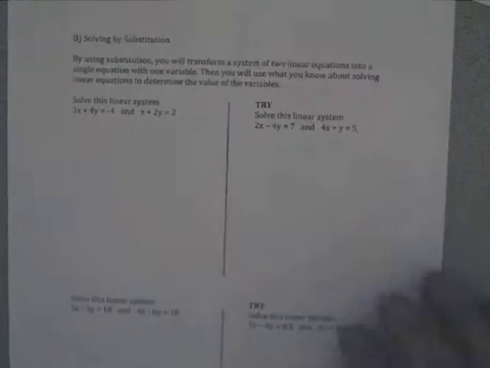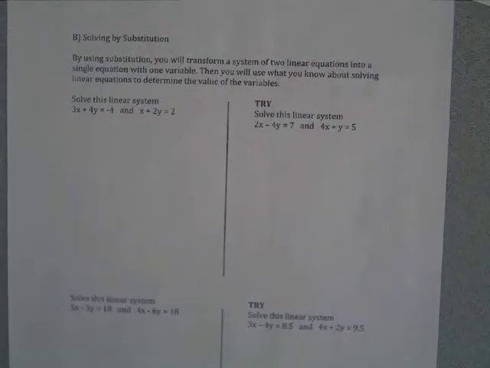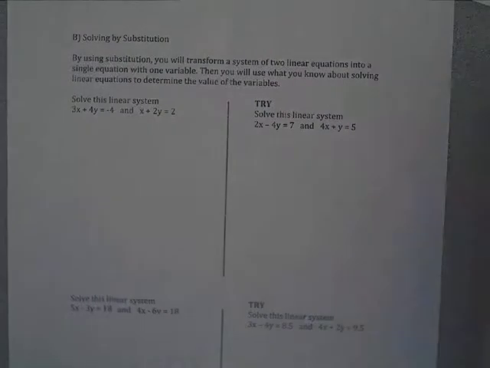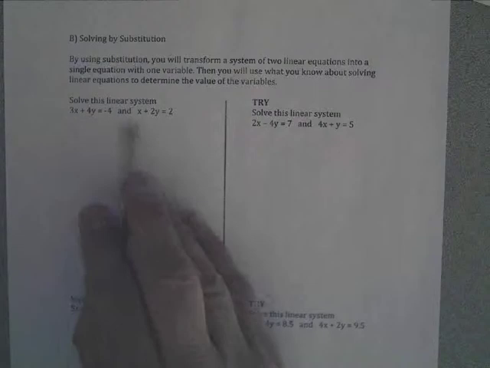Now we're going to look on the next page at part B. So part B, by using substitution, you would transform a system of two linear equations to a single equation with one variable. Then you use what you know about solving linear equations to determine the value of the variable. So I have these two equations. I want to solve by substitution.